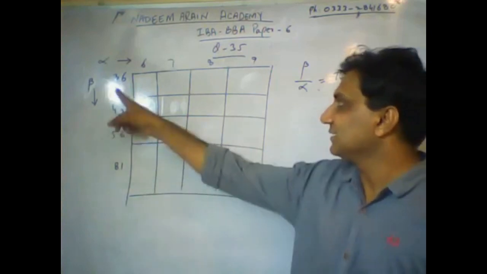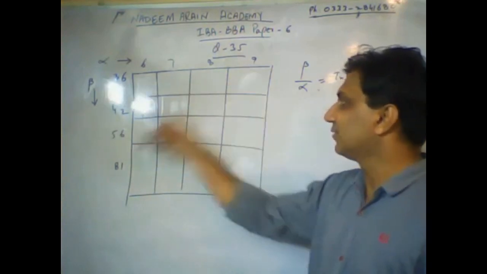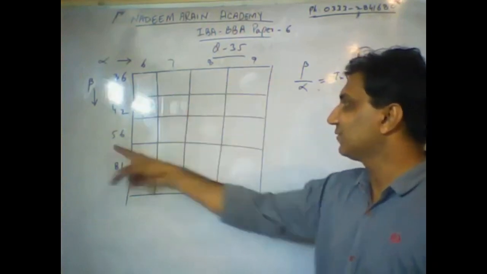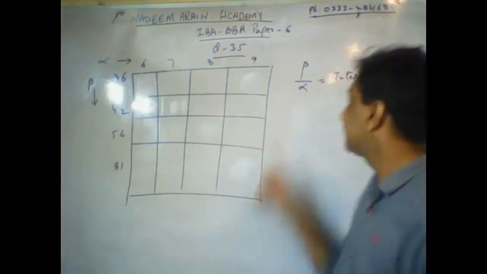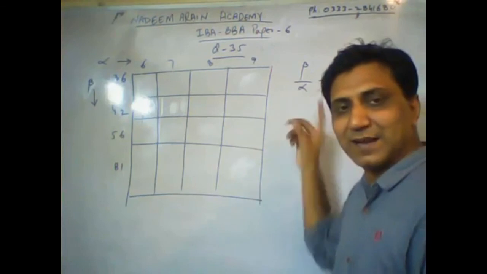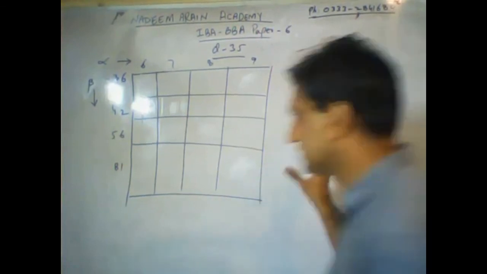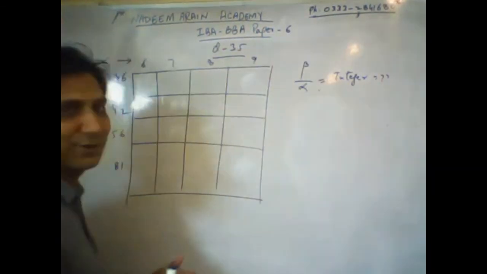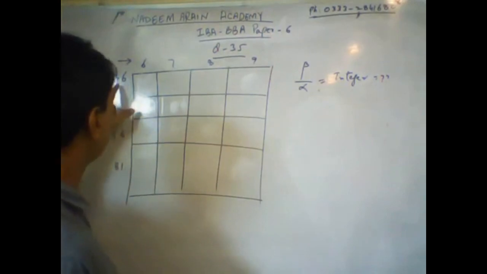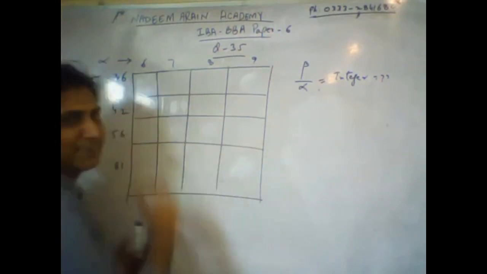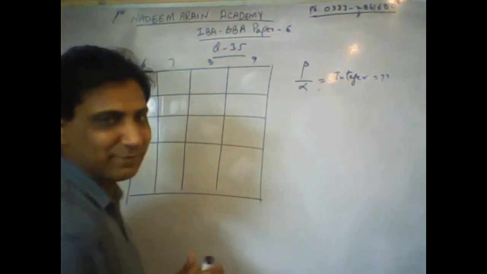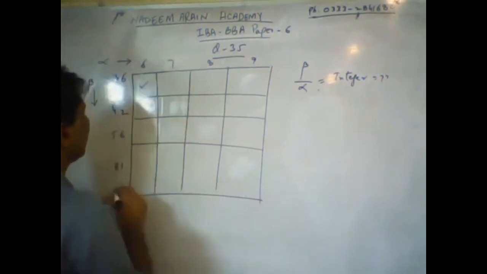All right, 36 can be divided by any of these 4, 42 can be divided by any of these 4, and 56 by 4, and 81 by 4. So we have to see that beta upon alpha should be an integer. All right, this is the one possibility we need to find out. All right, so we have to keep looking for the perfect integer. 36 when divided by 6, yeah, it gives a perfect integer. So this is our value.